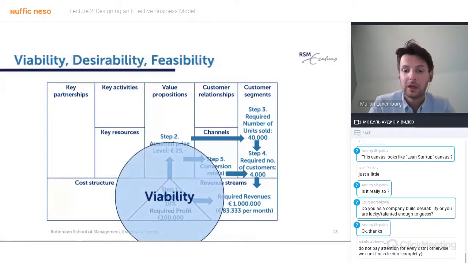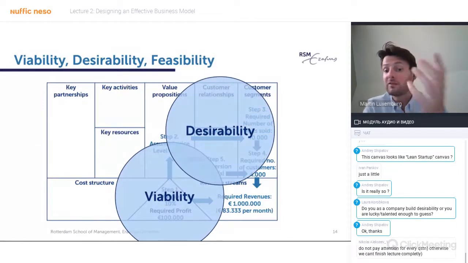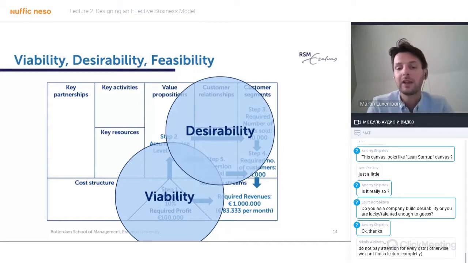So again, we go back here. This is about the viability, right? Are you able to do this? 1 million revenues, 10% margin. On that side, again, the desirability means here that, okay, if you're testing for 25 euros, maybe a customer says, no, I only want to pay 10 euros for it, or 50 euros. That means that your entire business model is changing, because then you need to sell to more customers, or your conversion rate needs to go up.